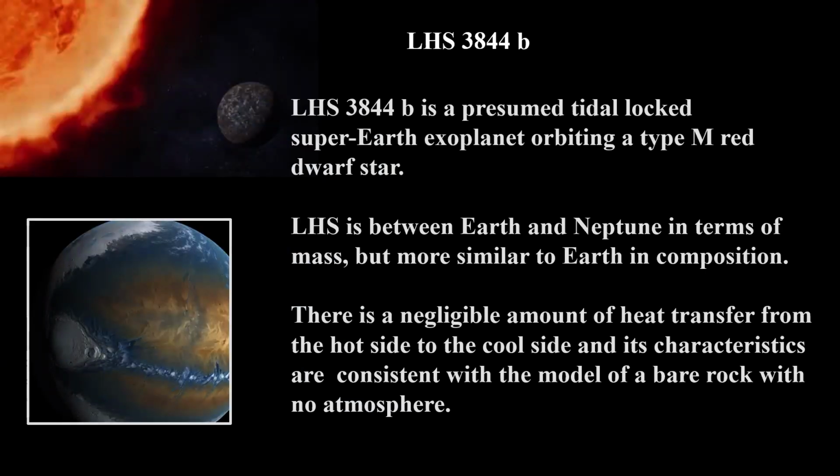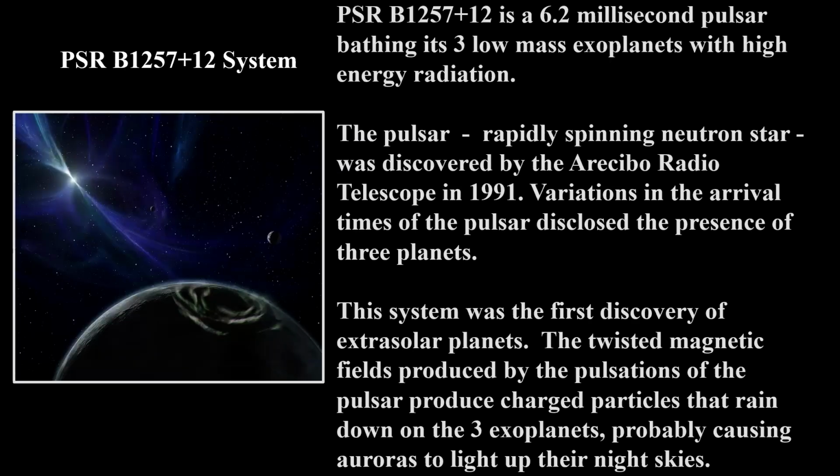LHS 3844b is another super-Earth exoplanet orbiting a red dwarf parent star. It has a diameter of 1.3 times the Earth, and its dayside temperatures reach 100 degrees Fahrenheit. It was detected by the TESS mission. JWST has planned observations of the planet's thermal emission spectrum with the MIRI instrument to determine the composition of the surface.